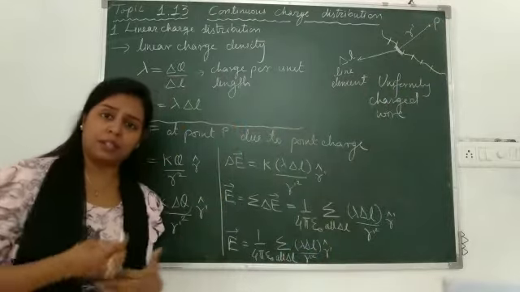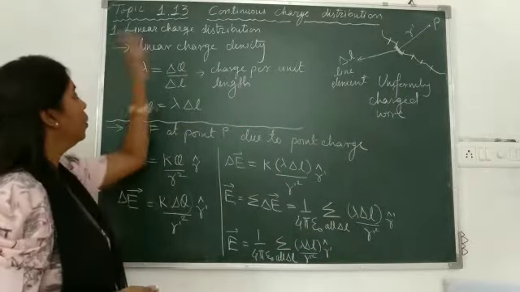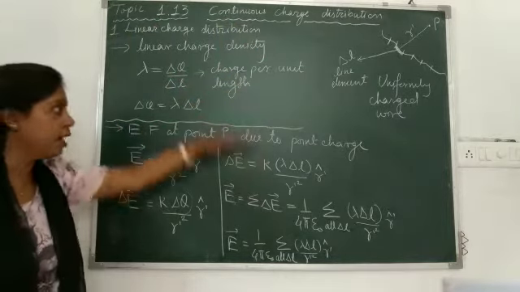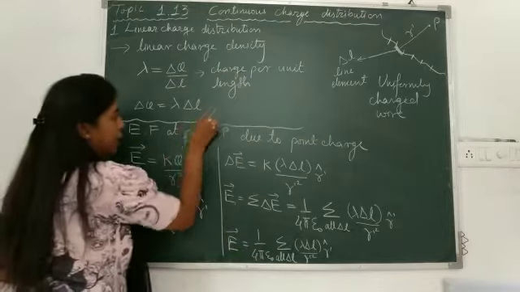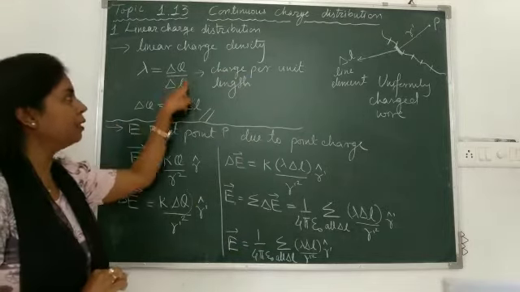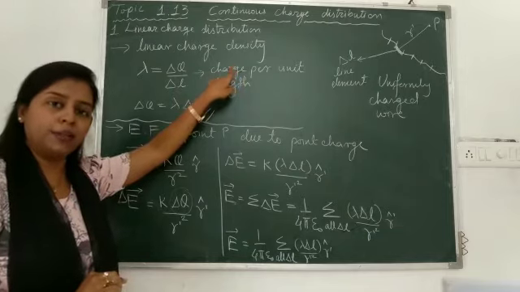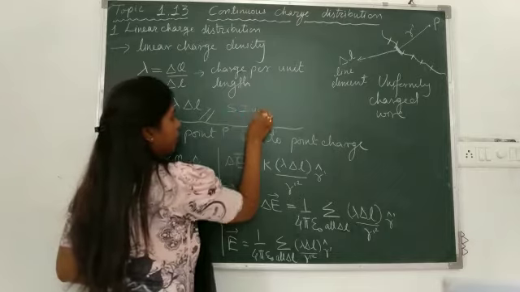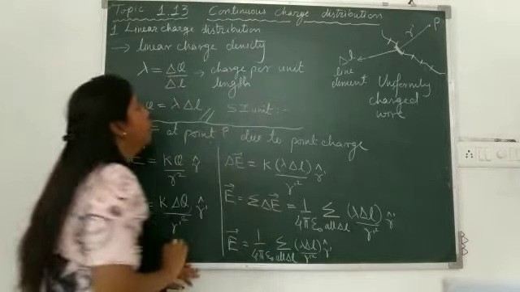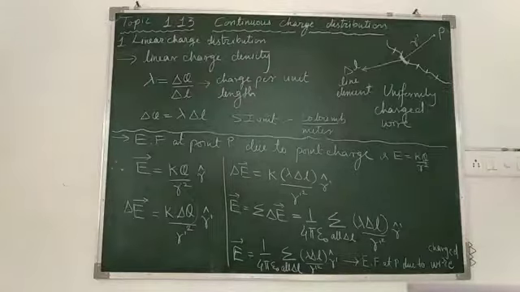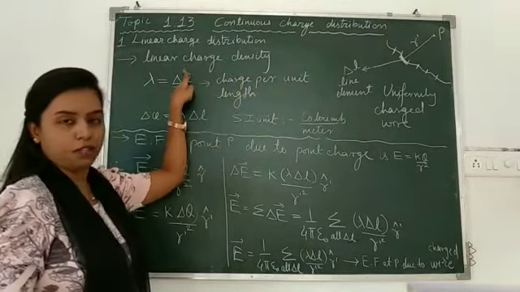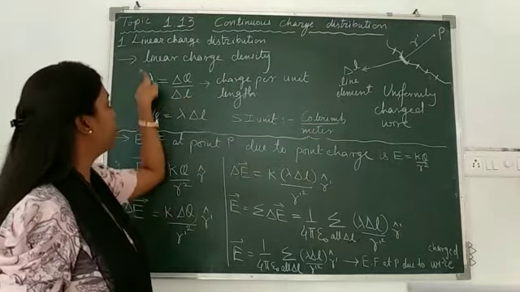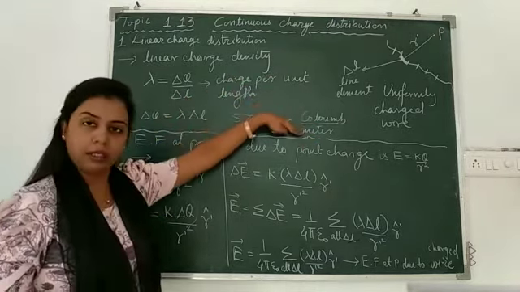Okay, now suppose in the exam they are asking you only linear charge density, then you need not write all these things. You will be writing till here. You will be writing the formula, the definition, and then the SI unit of linear charge density. Coulomb is the SI unit of charge and meter is the SI unit of length. So the SI unit of linear charge density will be Coulomb per meter.